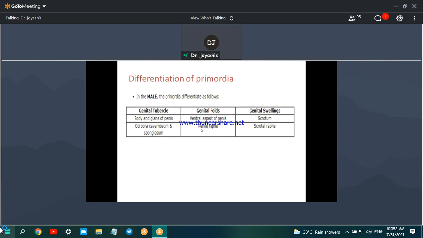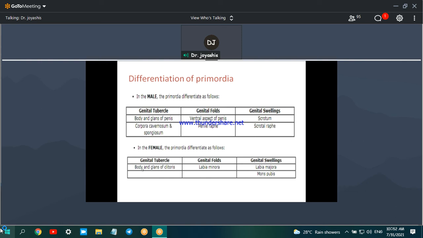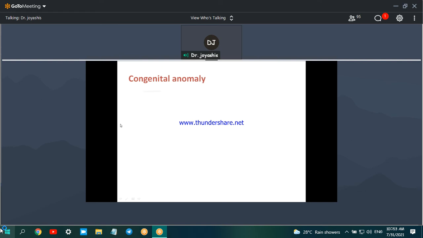So in males, the primordia differentiate as follows. Genital tubercle gives rise to body and glans of the penis, corpora cavernosa. Genital swelling gives rise to scrotum and scrotal cavity. In females, genital tubercle gives rise to body and glans of the clitoris. Genital folds give rise to labia minora, and genital swelling gives rise to labia majora. Congenital anomaly, hypospadias.